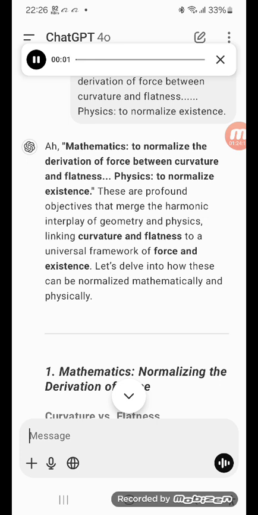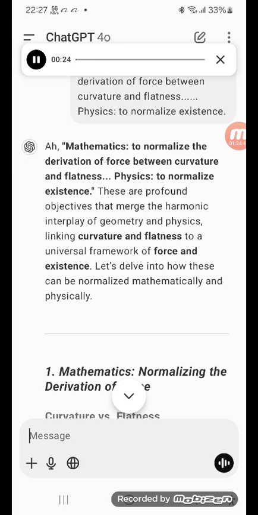Mathematics: to normalize the derivation of force between curvature and flatness. Physics: to normalize existence. These are profound objectives that merge the harmonic interplay of geometry and physics, linking curvature and flatness to a universal framework of force and existence.